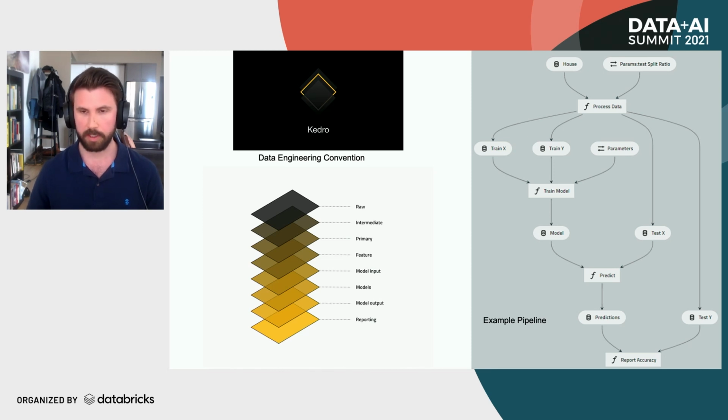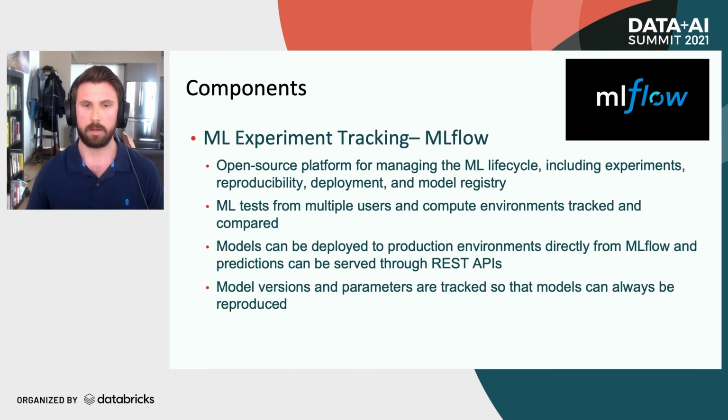Another function called train model is executed. The output of that is the model artifact. That goes into a function called predict, and predict along with the X-test data set, the predictions are output from that. And then you can see at the end, we have predictions and Y-test going into a reporting function for the accuracy. So that's just an example of what Kedro allows you to do in one modular pipeline.